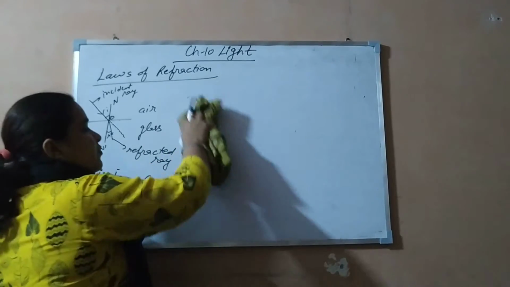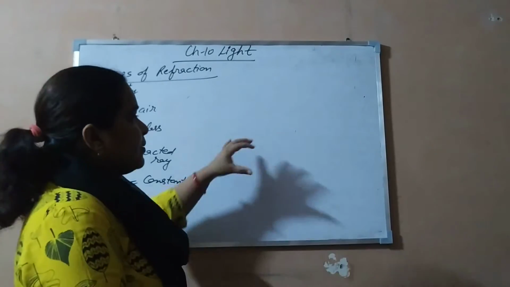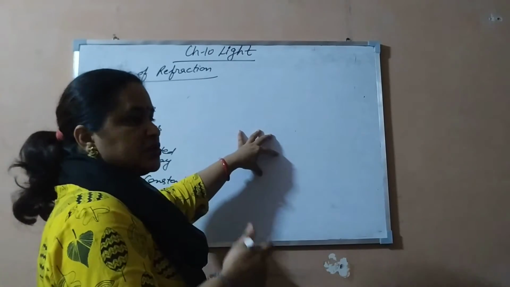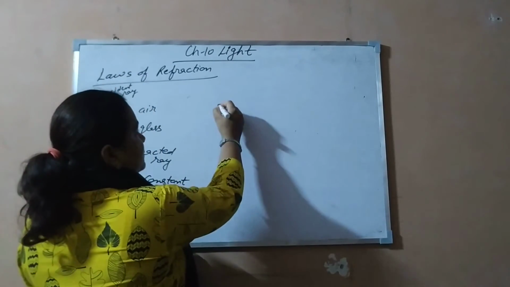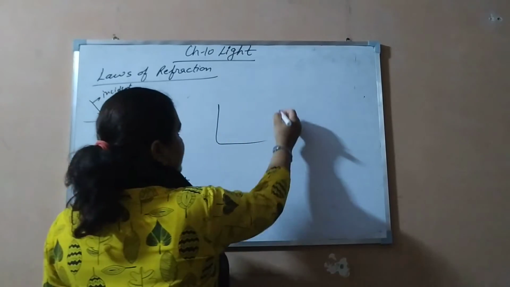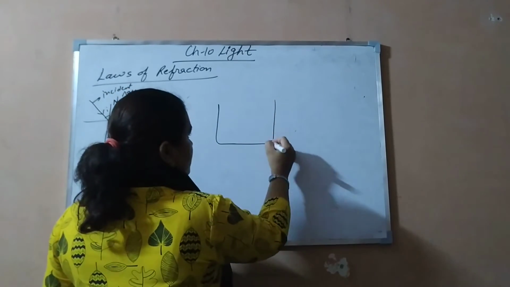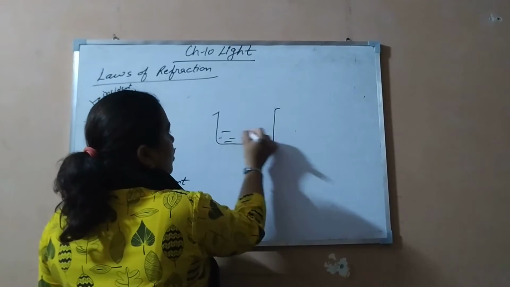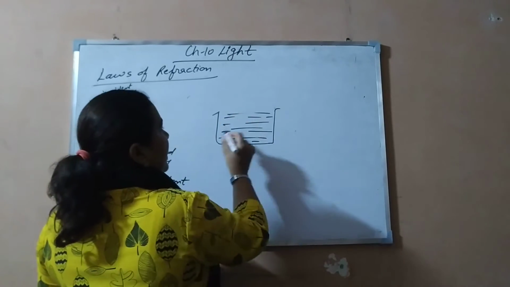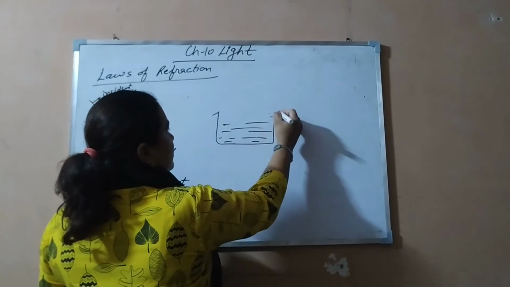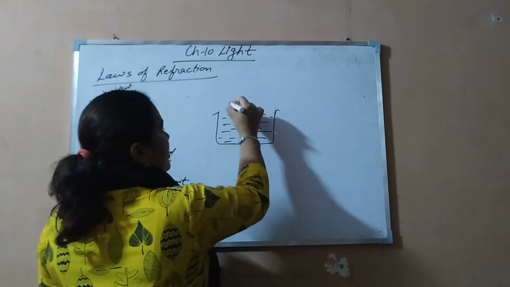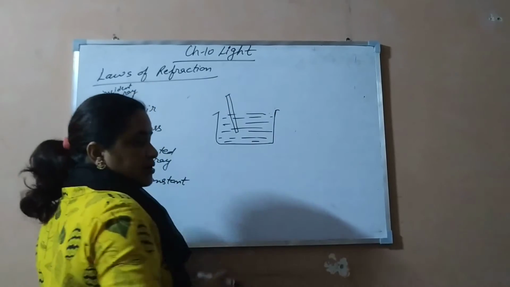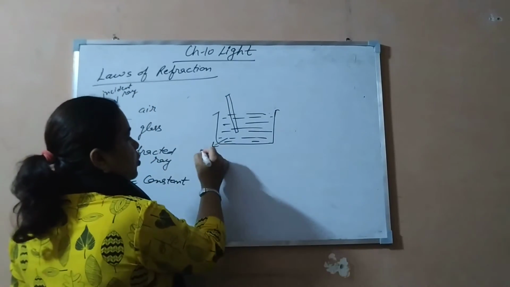First of all we will do the ray diagram for why a pencil, or any stick partly immersed in water, appears to be bent. So first we will make a basin, and in that basin we will show the water. Now we will immerse the stick or pencil inside it. This is the stick, and this is the basin with water.